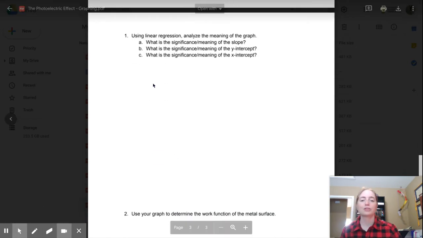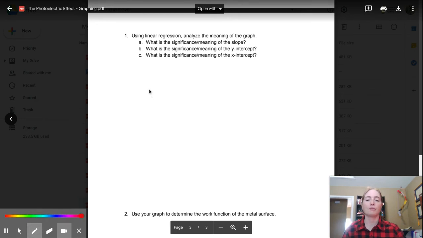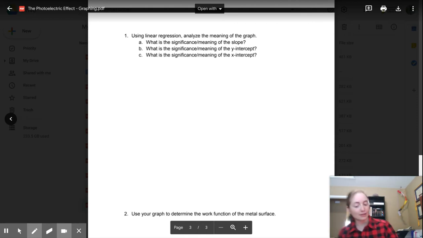All right, so let's look at number 1. So what is the significance and the meaning of the slope? Okay, well, we've already said it looks like H, but let's prove it. Let's do some formula rearranging and prove it. Okay, and it says using linear regression, so that means I want you to put this in y equals mx plus b. Okay, so let's prove that this is H, and not just say, hey, the number looks like H.